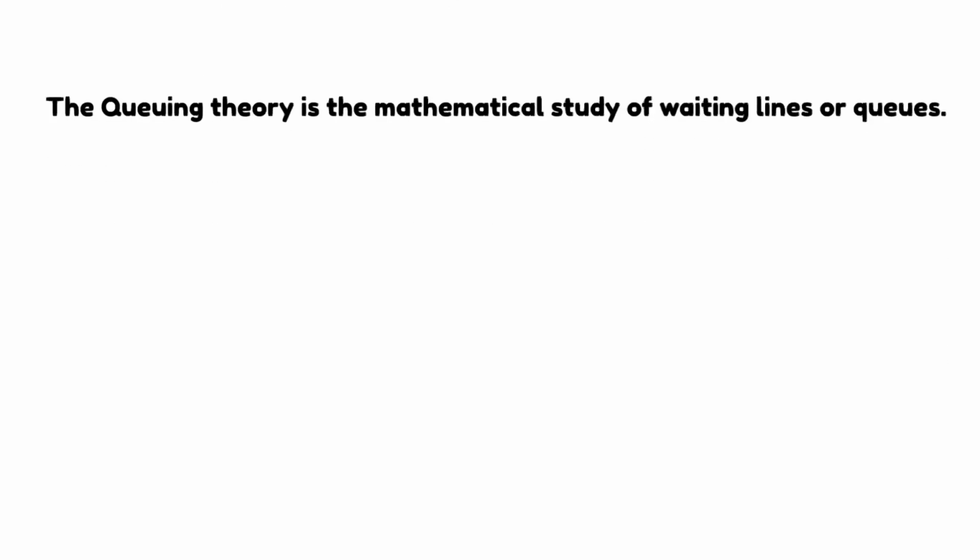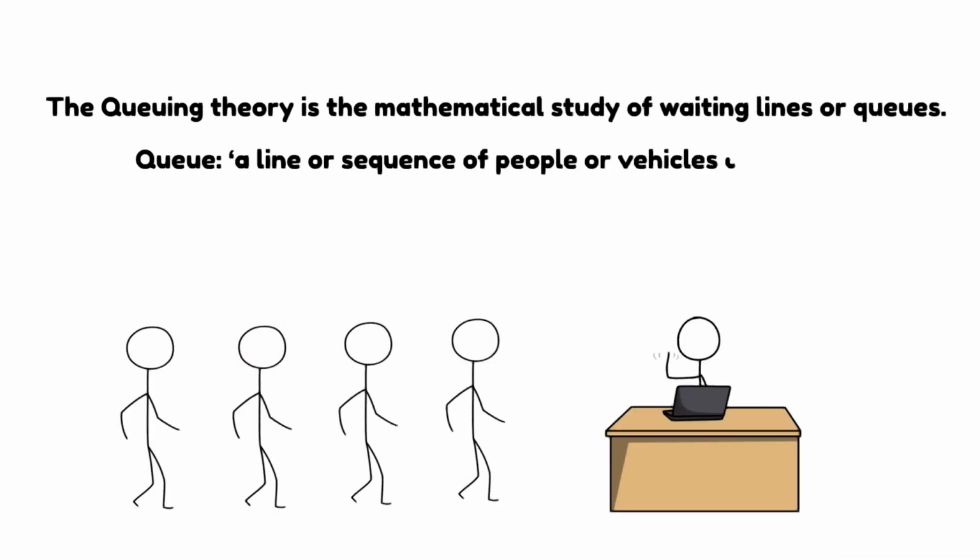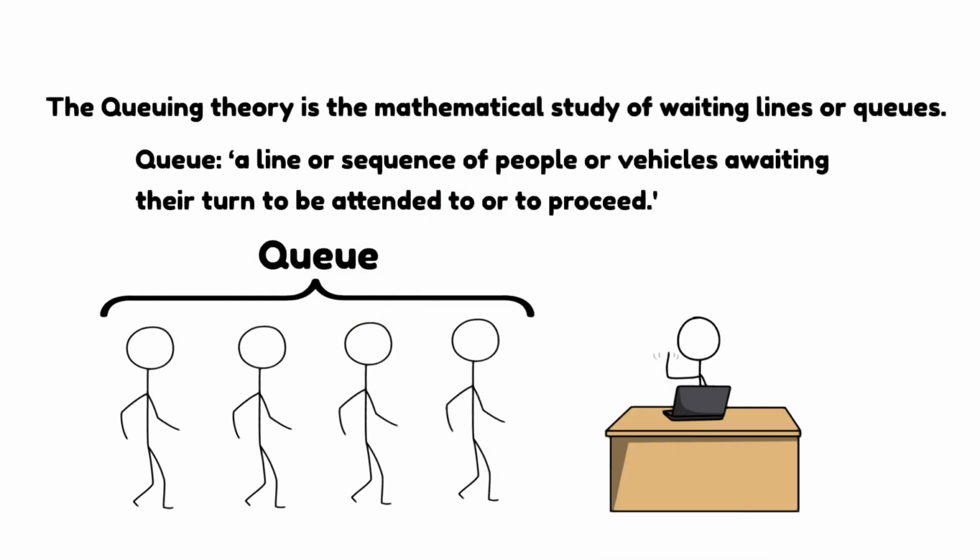Queuing theory. Queuing theory is the mathematical study of waiting lines or queues. Here, a queue means a line or sequence of people or vehicles awaiting their turn to be attended to or to proceed, indicating the actual lines excluding servers.